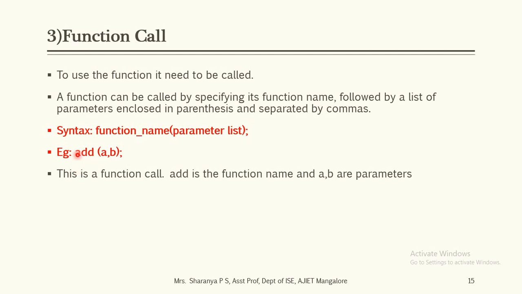As an example, add is the function name here, and the parameters that we use are a and b, which we mention within the opening and closing brackets. This is what we call a function call. Add is the function name and a and b is the parameter list. And please note, here we are not using any data type with respect to the parameters. We are just mentioning the parameter names.